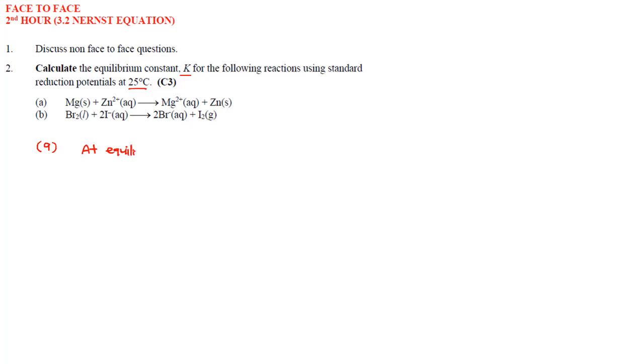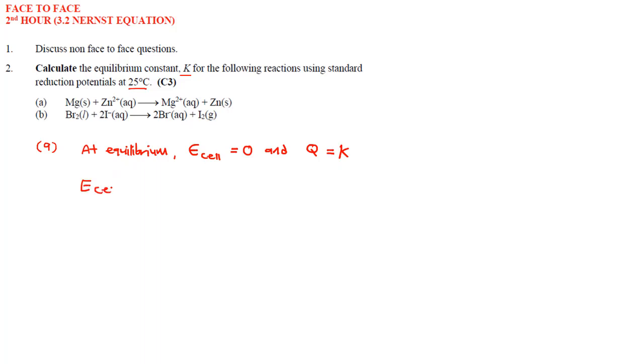Okay, so at equilibrium, the E cell, the cell potential, is equal to 0. And the Q, the product over reactant, ion or gas, we equate it with K. So what we do next is we write our expression.